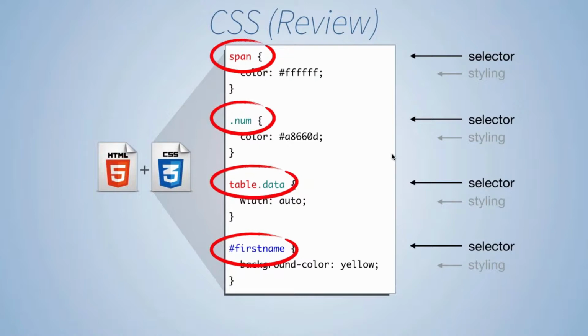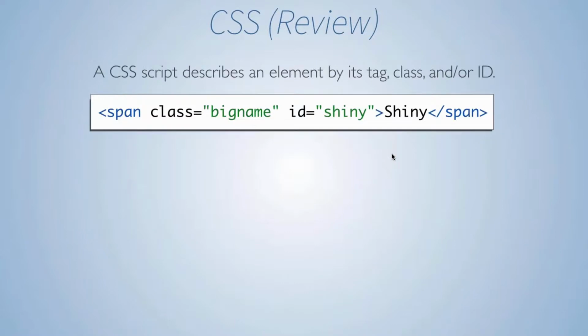We've already seen some span tags. So any span tag in that hypothetical web page will have a certain color. And then we'll see what .num describes and table.data describes. But these selectors are a way to specify specific elements in the web page to then apply styling to. But this idea of specifying a specific element in the web page is how you're going to extract specific elements as data. We're going to use the same system. So let's look at the basics of this system.